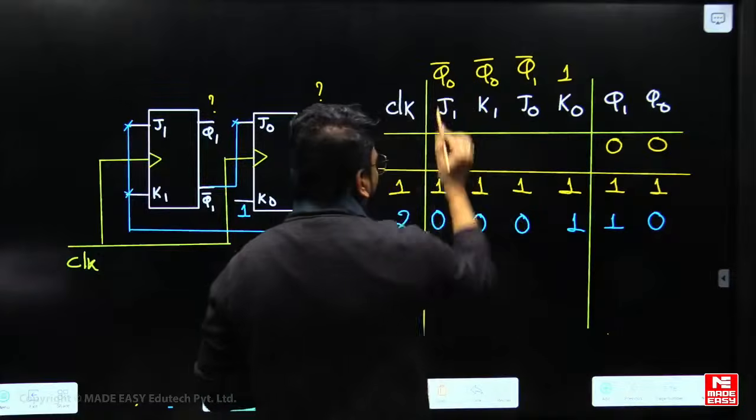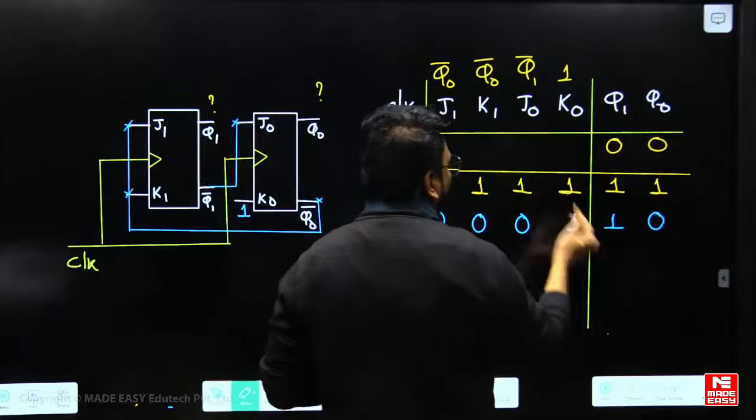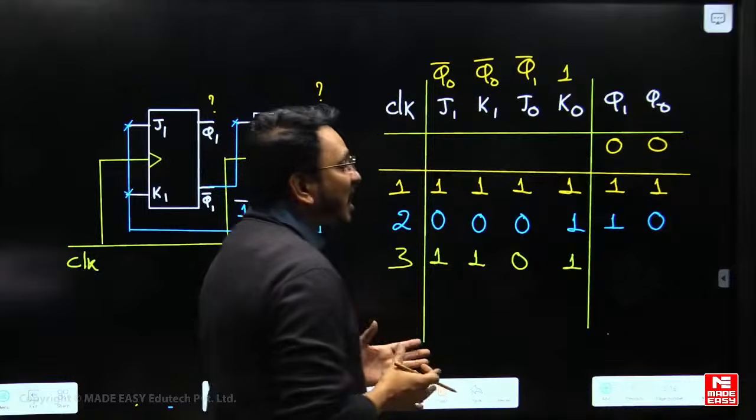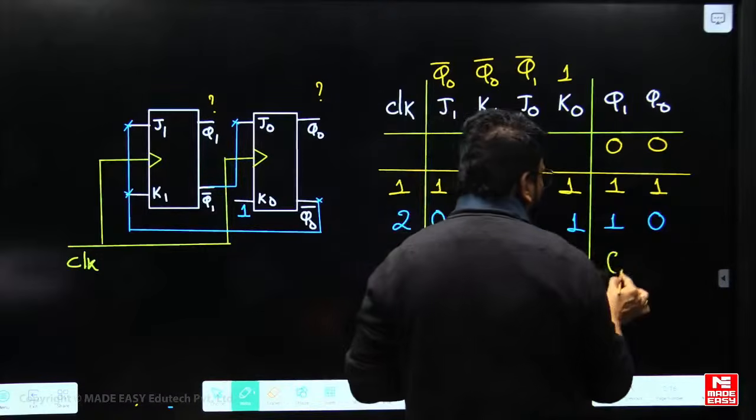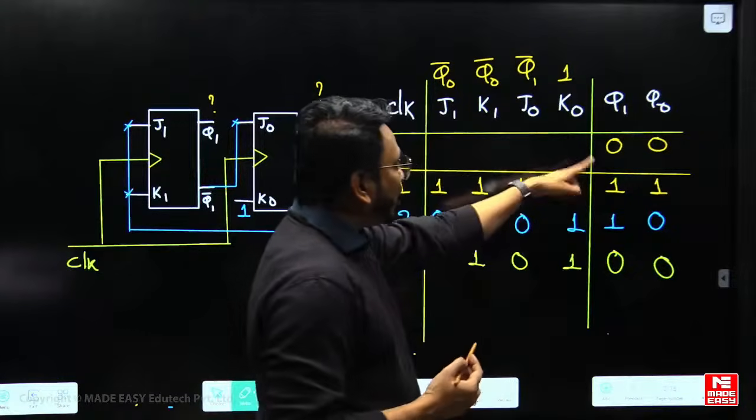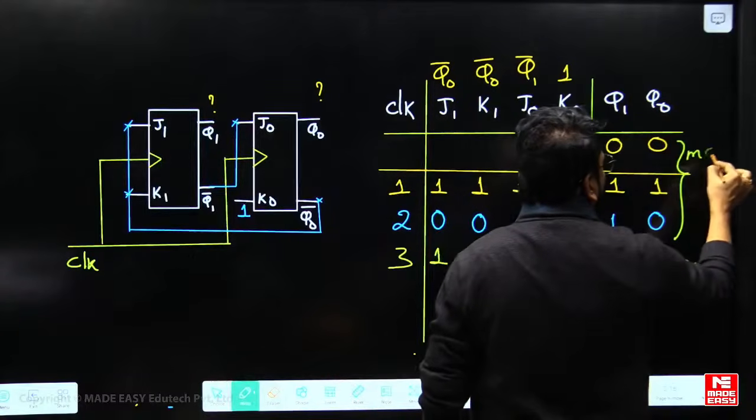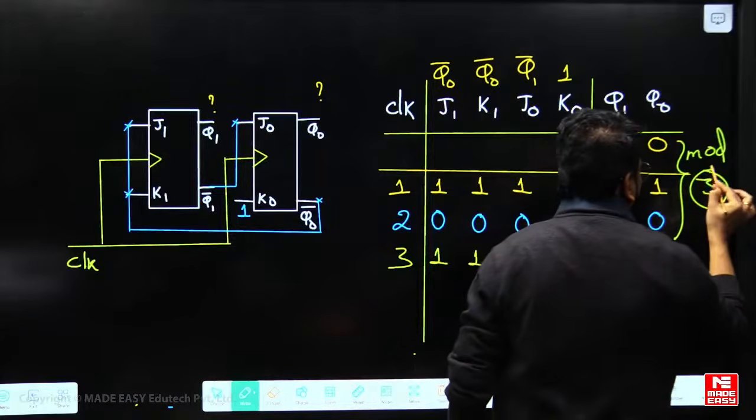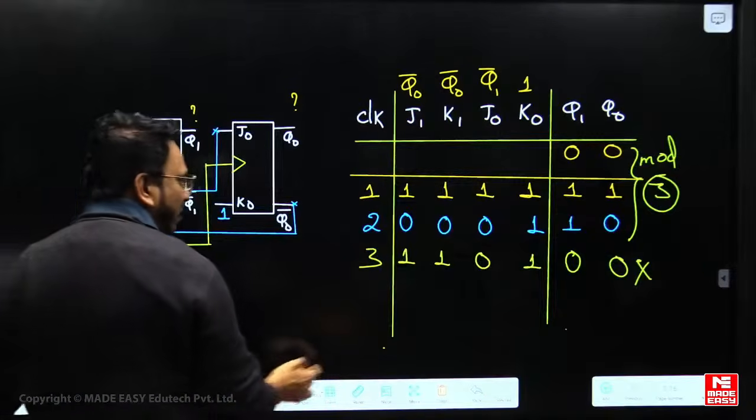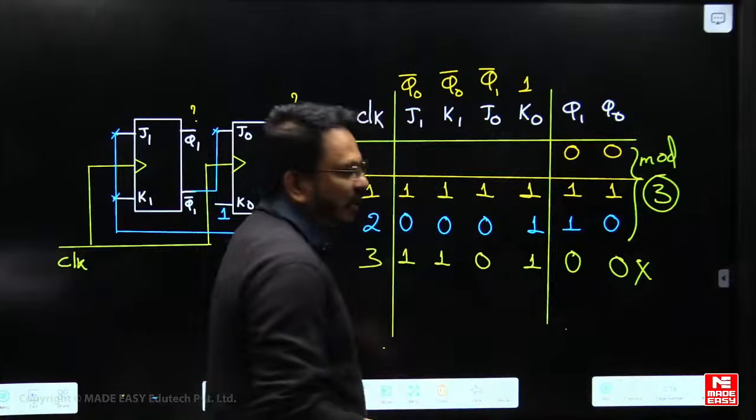Q0 bar, 0 bar, is 1. Q1 bar, 1 bar, is 0. And here it is 1. So after the third pulse, 1, 1 means toggle, so 1 will change to 0. 0, 1 means reset, so it's going to be 0. That means 0, 0 is repeated again here. So the unrepeated states are 3, which means it's a mod 3 counter. Got it, all of you? Because we got 3 states unrepeatedly, it's a mod 3 counter.